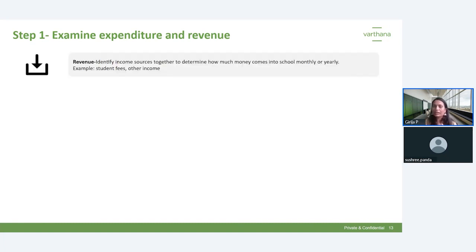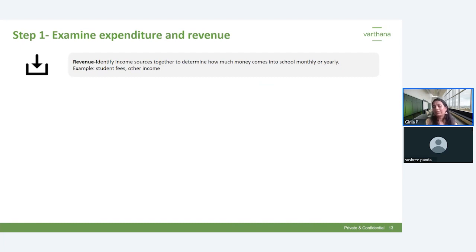Revenue is identifying the income sources from where the schools are getting money on a monthly or yearly basis. For example, for schools the revenue is the student fee or other income sources from transportation, the books, and the curriculum, where the schools are getting the money.